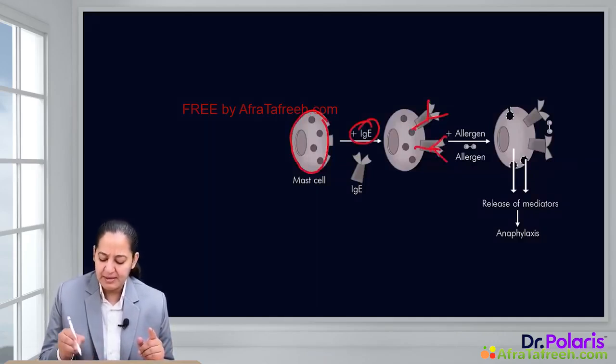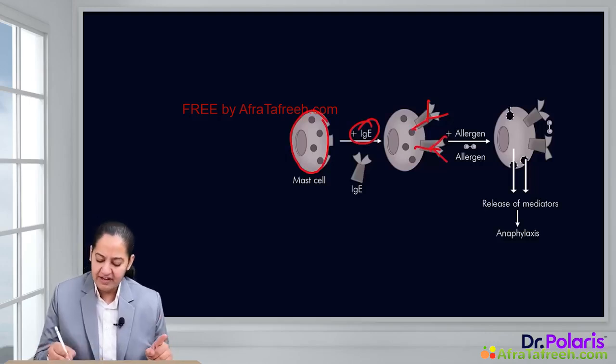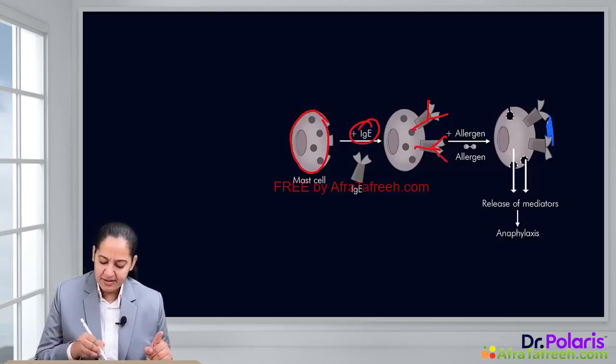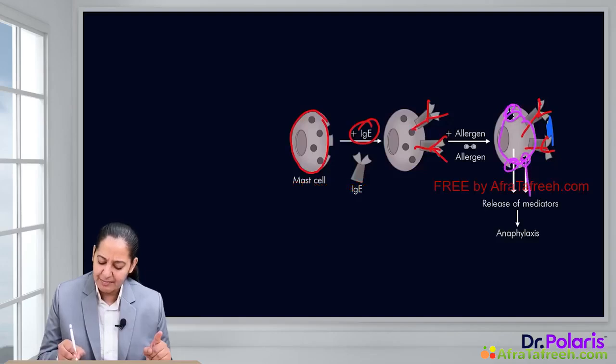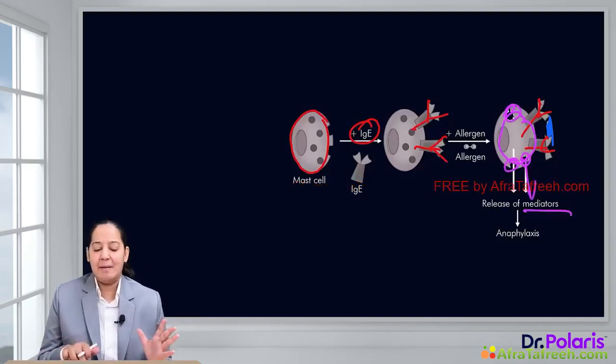So, on the surface of the mast cell, IgE antibody is present. Now, you can see whenever antigen is coming, the antigen is binding with the antibody which is already present on the surface of the mast cell. So, you can appreciate the mast cell degranulation takes place. The granules are coming out. These are the chemical mediators.